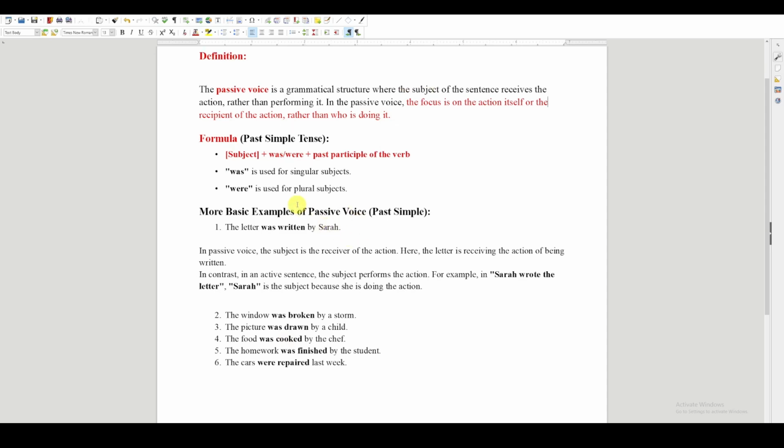So, again, now I want you to focus on this example. The letter was written by Sarah. So we won't be talking about Sarah.